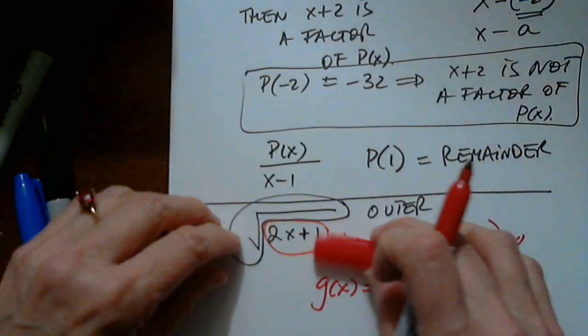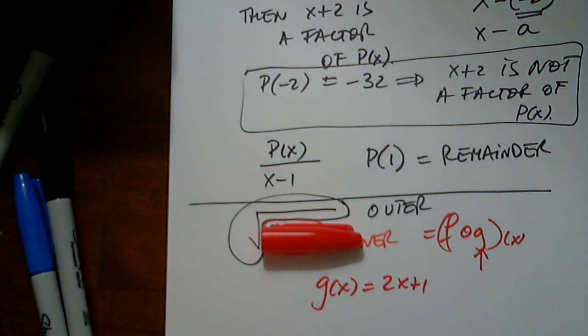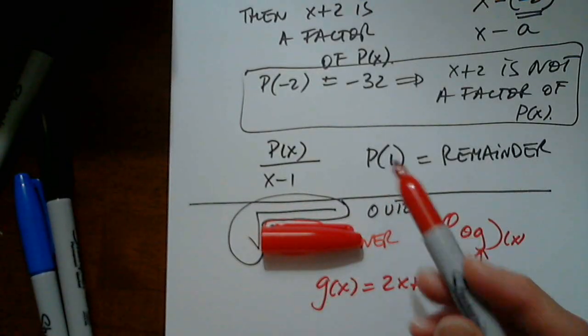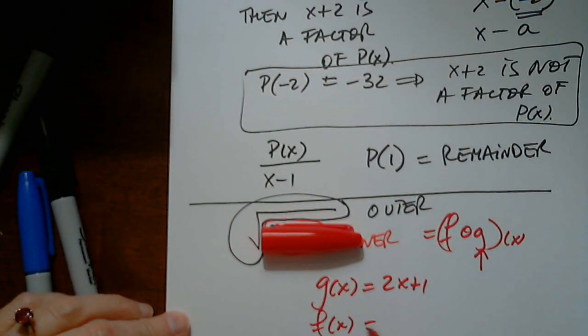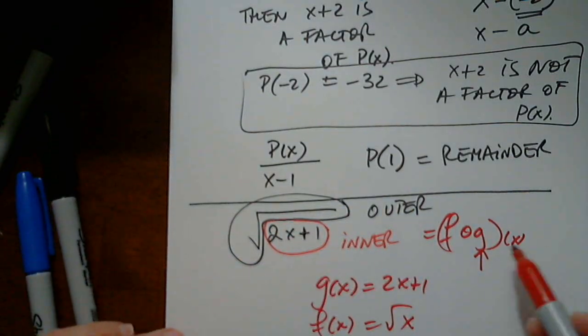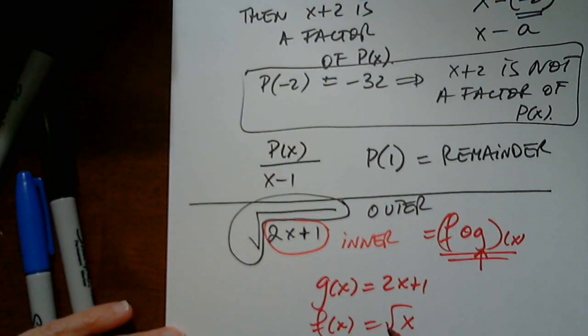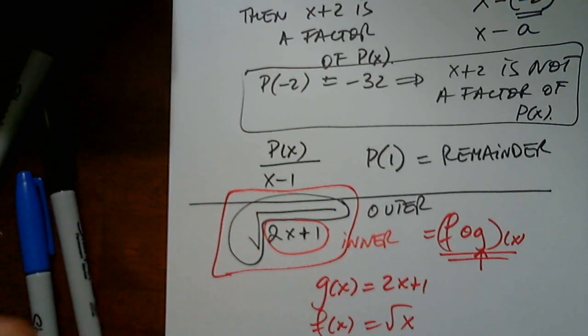And when I'm done and I find a number for this, which function do I apply to this number? I apply the square root of x. So then f of x equals the square root of x. And this function composition with this g and this f is this.